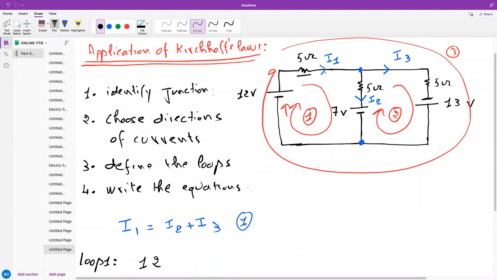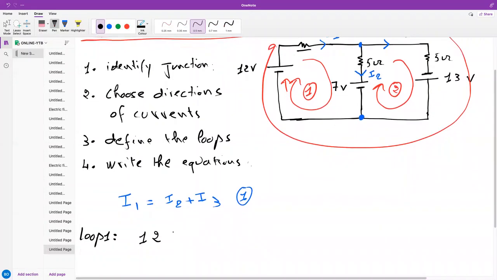When it goes to this resistor, it is going in the same direction as the current, so it will be minus 5 I1. Then for I2 here, it will be minus 5 I2, because the loop is also going across the resistor in the same direction as the current. And when it goes through the 7 volt, it is also minus because it goes from positive to negative. So minus 7 volt. And then we go back to our initial point, which is 0. This I will call equation 2.